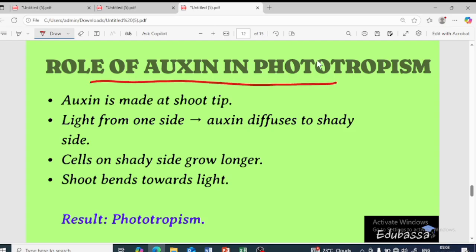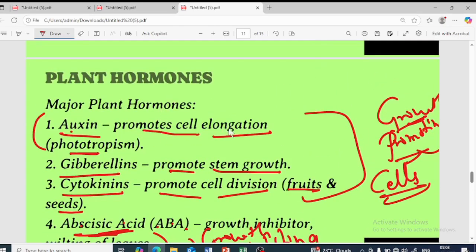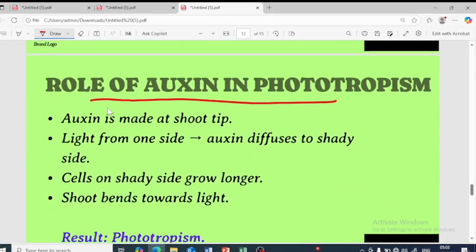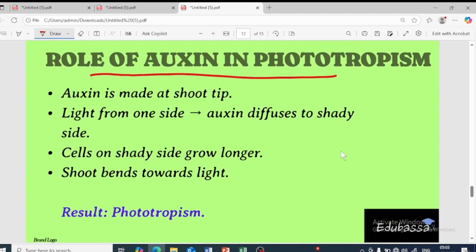Next is about the role of auxin. I told you this auxin helps for cell elongation, right? So phototropism is mentioned. I told you I will explain further, so now I'm going to explain here. Just imagine this is the plant, isn't it? So where is this auxin present? Auxin is basically present in the shoot tip.